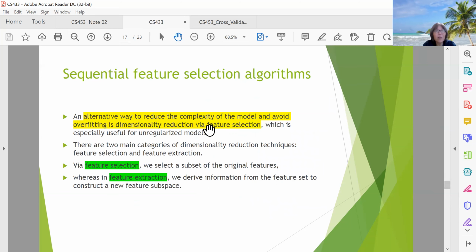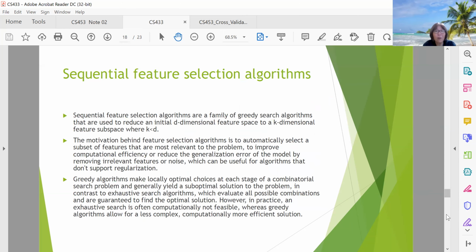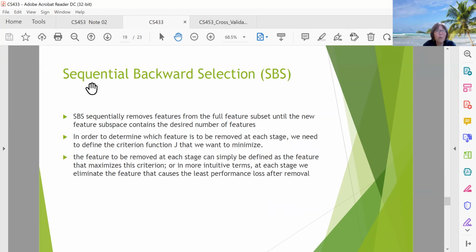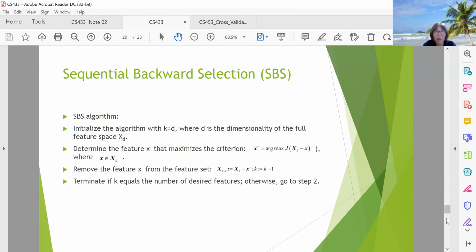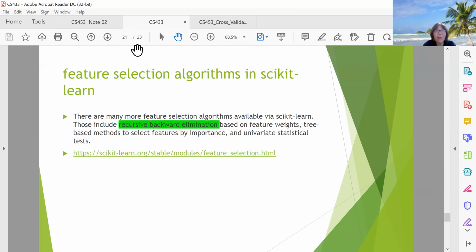Some alternatives are sequential feature selection algorithms. Over here we are not going to discuss it in detail; if you're interested, you can take a look. Here I introduce sequential backward selection. sklearn also provides some feature selection algorithms, and if you are interested, you can check the official documentation. It uses recursive backward elimination.